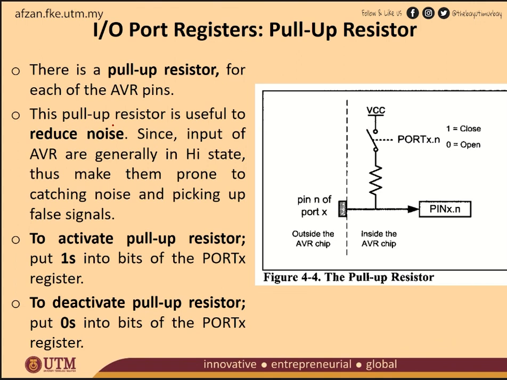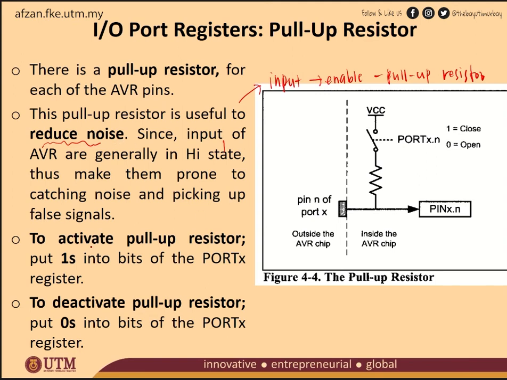This pull-up resistor is useful to reduce noise, so we enable our pull-up resistor in order to reduce noise. This is only applicable if you make your port an input port. Every time you make your port an input, you need to enable your pull-up resistor. Since inputs of AVR are generally in a high state, which is logic 1, this makes them prone to catching noise and picking up false signals. So every time you make your port an input port, make sure you enable your pull-up resistor in order to reduce some noise.